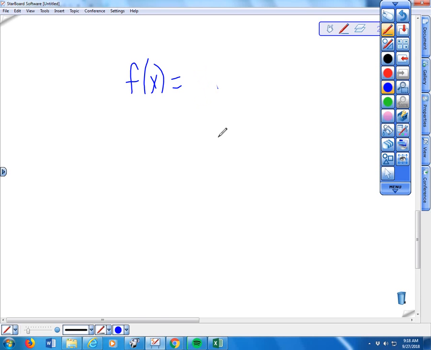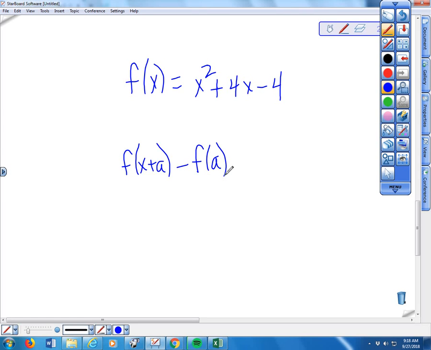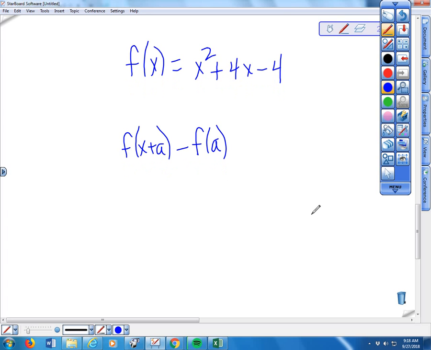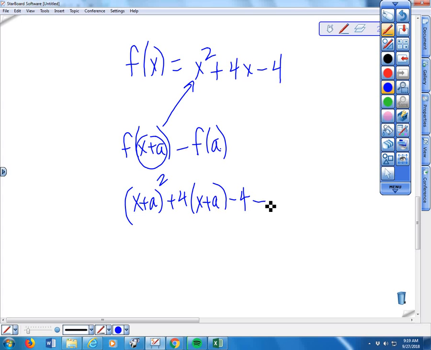x squared plus 4x minus 4. And then f of x plus a minus f of a. When I did it, it said that f is not defined in this one. Oh yeah, you wouldn't have f in your answer, because you're going to put x plus a everywhere there's an x, and then you're going to subtract this whole thing and put an a. So you'll say x plus a squared plus 4 times x plus a minus 4. Then you're going to subtract a squared plus 4a minus 4. And then you have to simplify that whole thing.